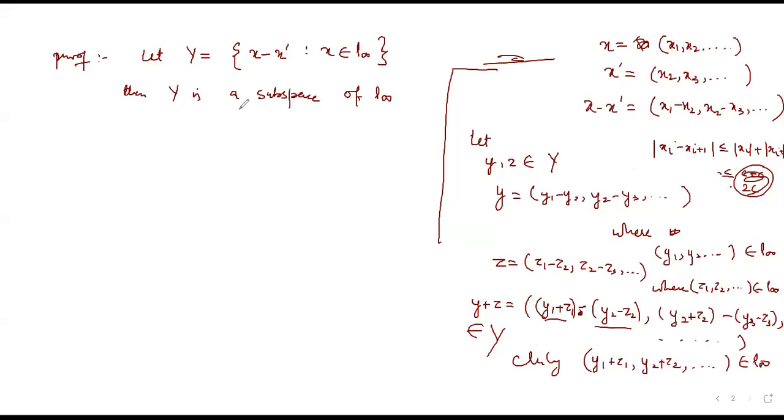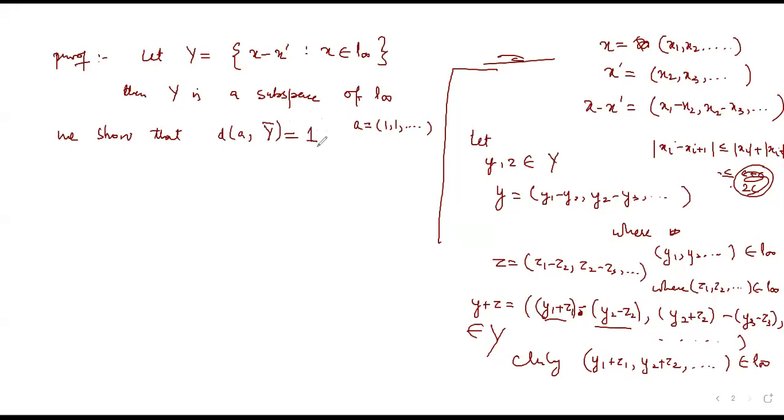ठीक है? We show that the distance of A from Y closure is equal to 1, and you have to remember what is A. A is equal to 1, 1, and so on, मतलब जिसकी सारी entries 1 हैं, वो वाली sequence.